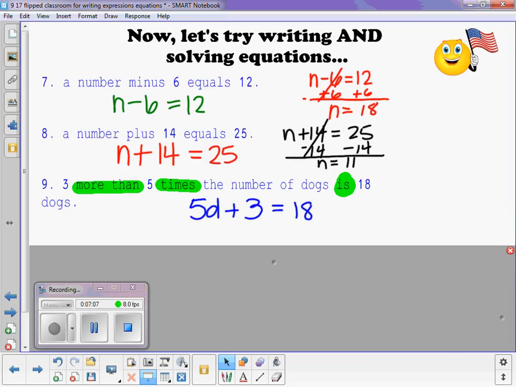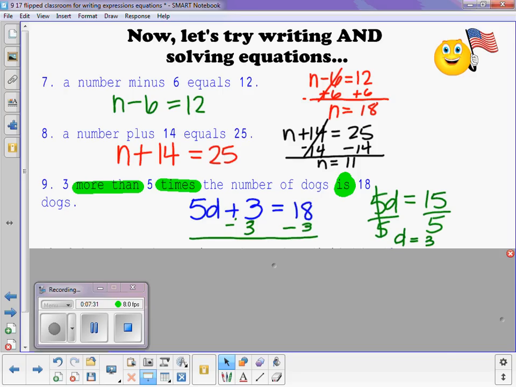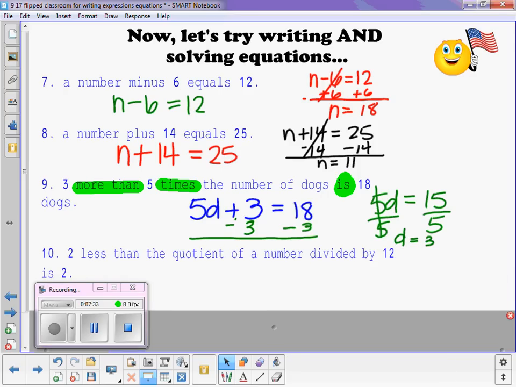So to solve this one, inverse operations, we want to subtract 3 from both sides, minus 3 from both sides. And I'm going to come over here. That leaves us with 5d equals 15. Now this is multiplication, so we want to divide to undo it. And we're going to divide by 5 to cancel it out and isolate our variable. So d equals 3. 3 dogs. All right.